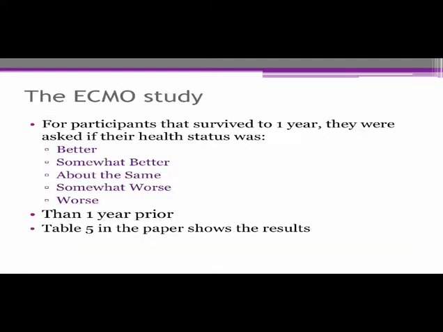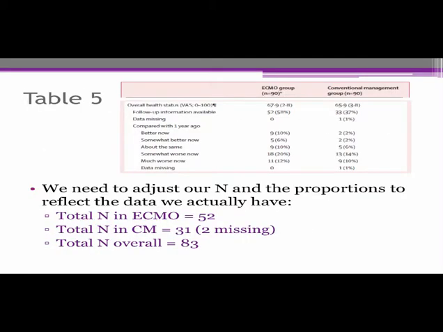In the ECMO study, for participants that survived to 1 year, they were asked if their health status was better, somewhat better, about the same, somewhat worse, or worse than in the 1 year prior. Table 5 shows us those results. You can see here a subset of Table 5, but we do need to adjust our N and the proportions.